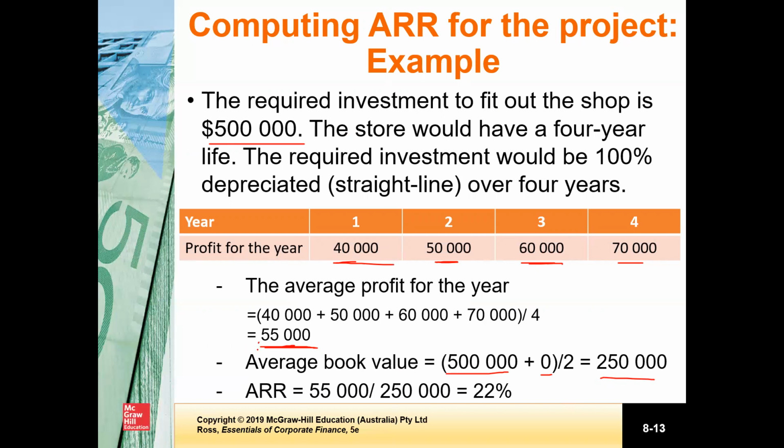So average profit 55,000 divided by average book value, we see that the average accounting rate of return, or average rate of return, is 22%. And as I said, it will be compared with a cutoff rate. Let's say that the cutoff rate for this project is 20%. Since this rate of return is higher than the cutoff rate, this project will be accepted. On the other hand, if the cutoff rate is, for example, 25%, as this average rate of return is less than that, the project would have been rejected.